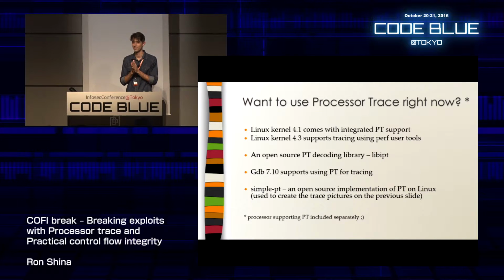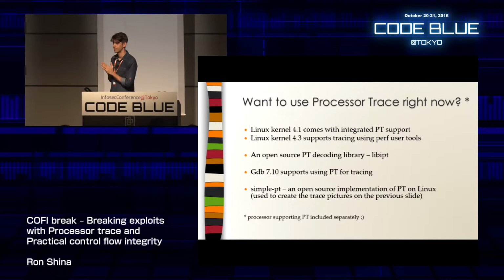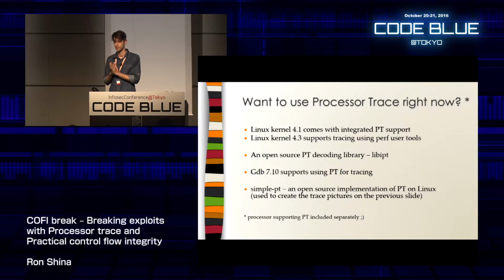So what if you want to use Processor Trace right now? Well, Linux kernel 4.1 already has support. That means the kernel code to turn on those processor features, which are privileged. In kernel 4.3, it's already integrated with the user tool perf. So you could just run it easily from a command line.